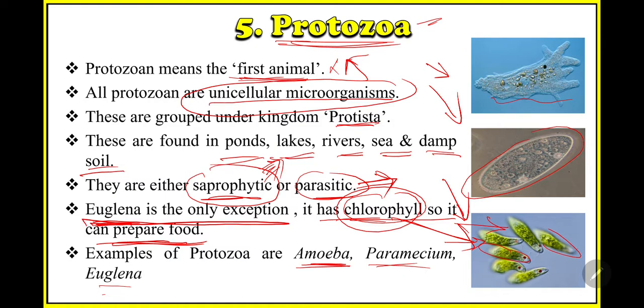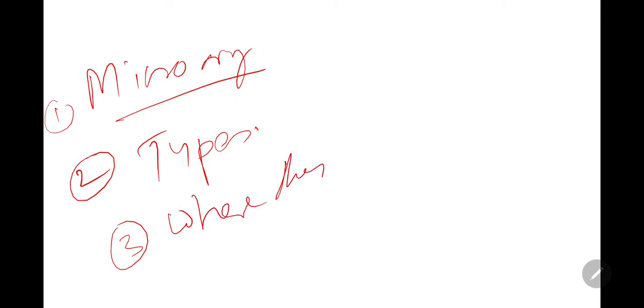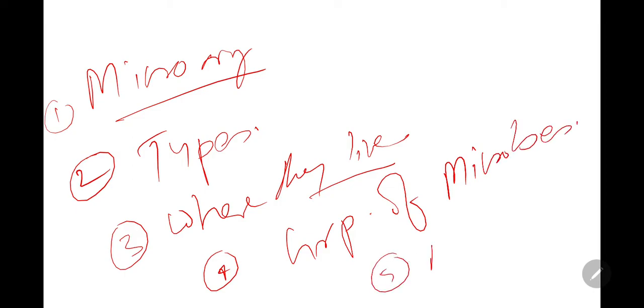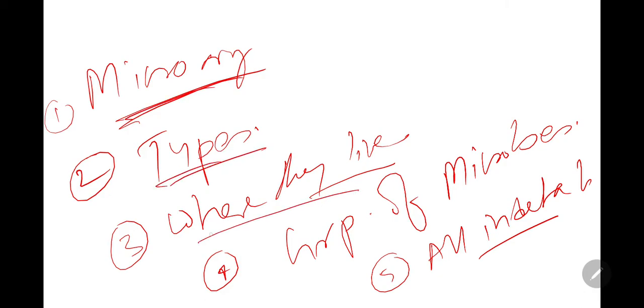So up to this much your today class is over. In this class we have discussed what are microorganisms, then types, then where they live, the next group of microbes, and the last is we discussed all in details.